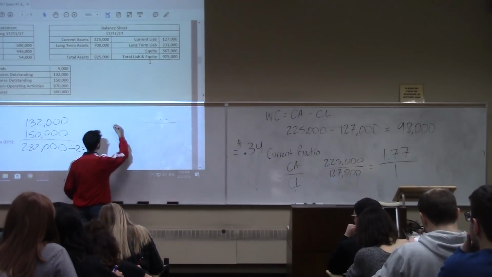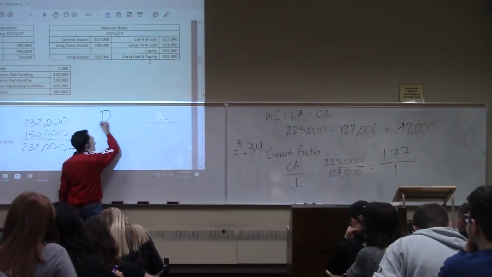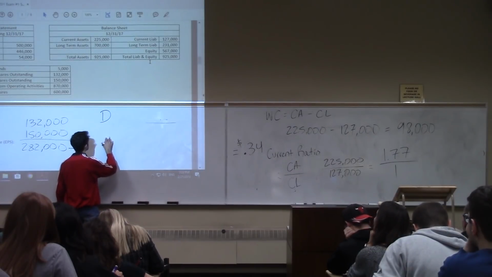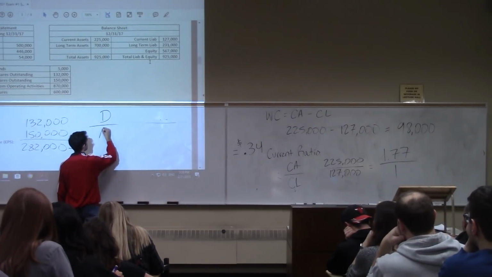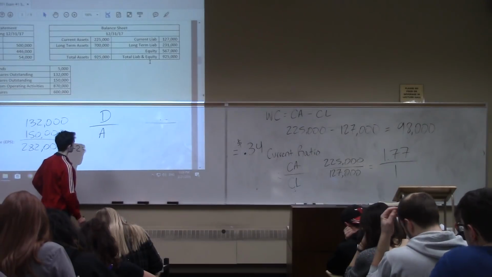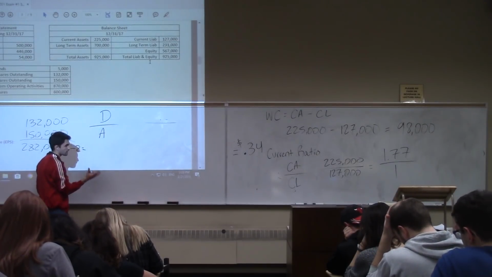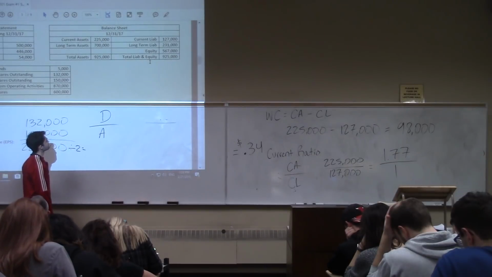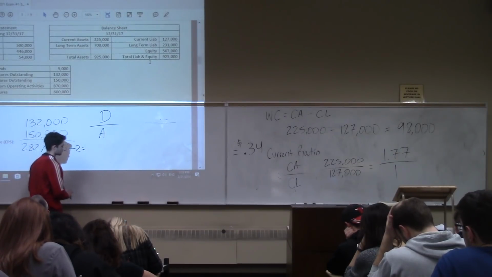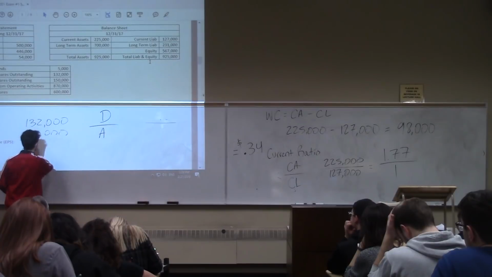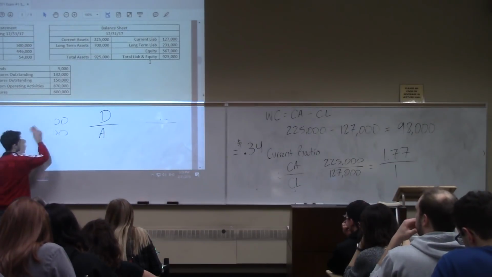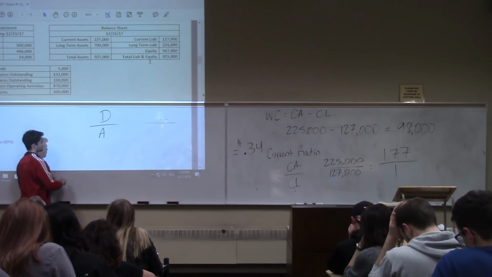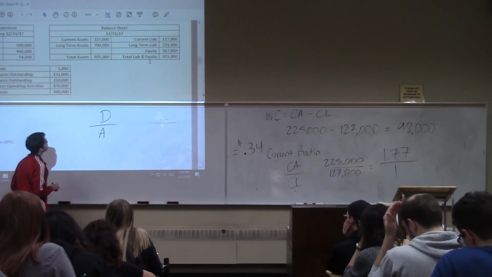So debt to assets kind of gives us the equation in the name. We've got our debts to assets: our total debt, or our total liabilities, over our total assets. So again, these are balance sheet numbers.